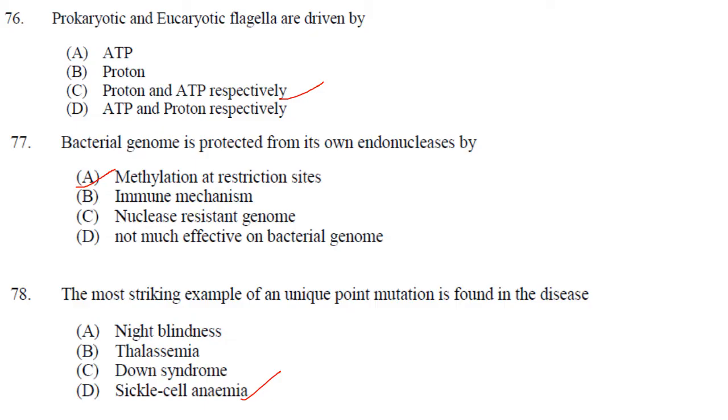It is a point mutation in the beta globin chain of hemoglobin. It replaces the amino acid glutamic acid by valine at the 6th position of the beta chain. So the 6th codon in the beta chain, that is GAA, becomes GTA, and accordingly the 6th amino acid becomes valine instead of glutamic acid. So the answer here is option D, that is sickle cell anemia.